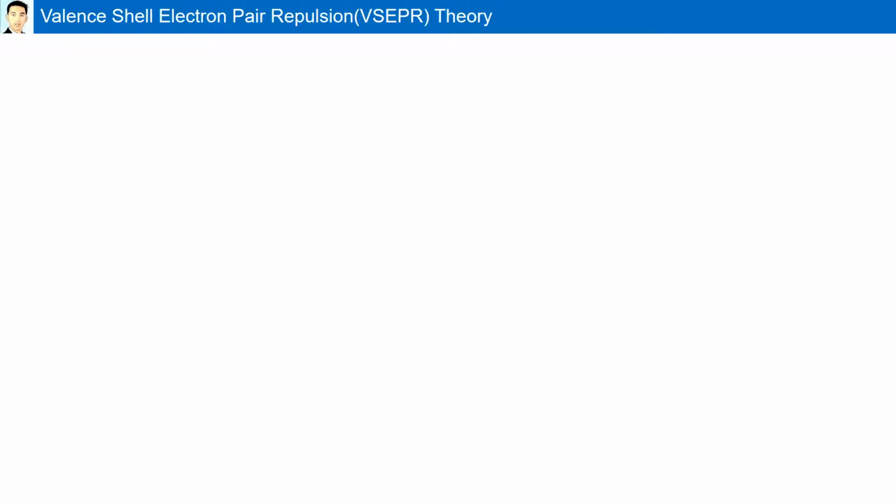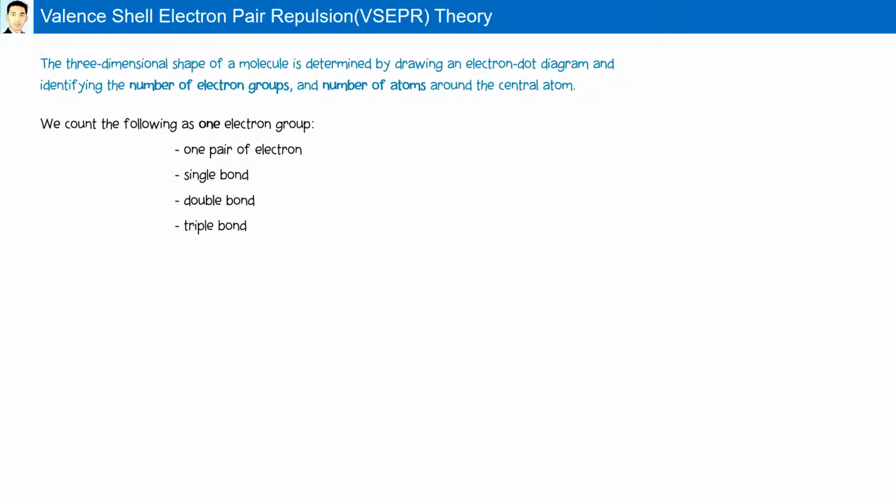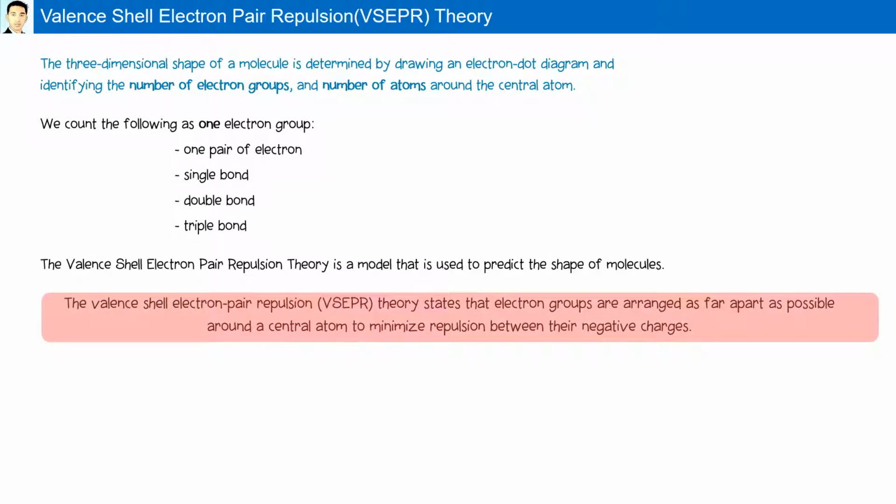The VSEPR theory. The three-dimensional shape of a molecule is determined by drawing an electron dot diagram and identifying the number of electron groups and the number of atoms around the central atom. We count the following as one electron group: a pair of electrons, a single bond, a double bond, or a triple bond. The valence shell electron pair repulsion theory, VSEPR, is a model that is used to predict the shape of molecules. This model states that electron groups are arranged as far apart as possible around the central atom to minimize repulsion between their negative charges.